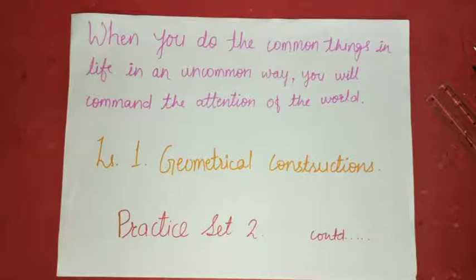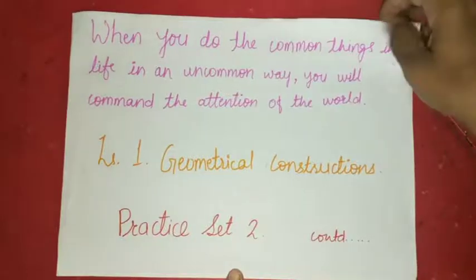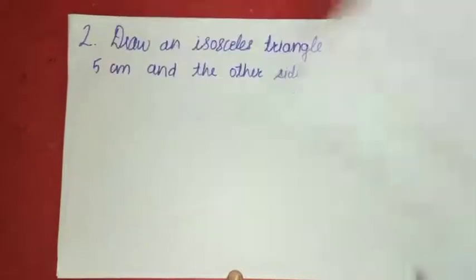So children, get ready with your textbook, notebook and geometry box. Now, we will continue with practice set 2. In a previous video, we were done with question number 1. In that, we did 3 examples. In all 3 examples, we had drawn scalene triangles. Now, in the next question, we will draw an isosceles triangle.